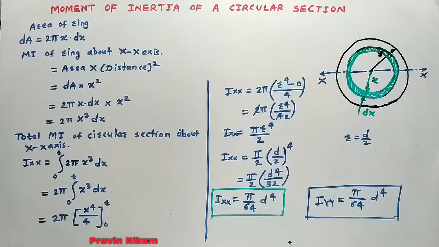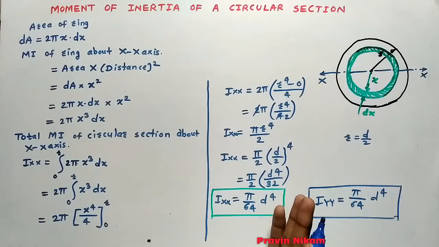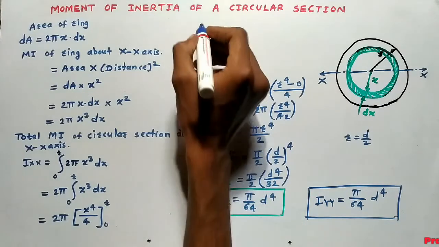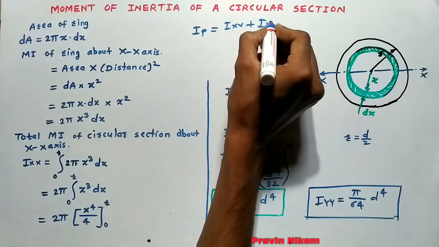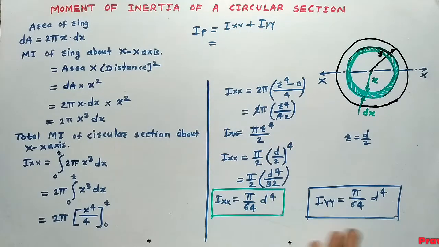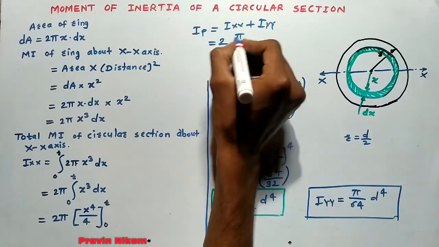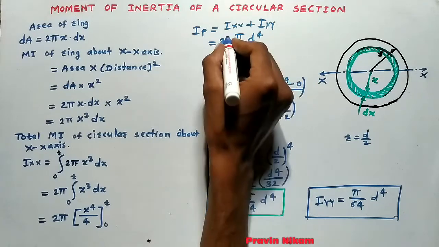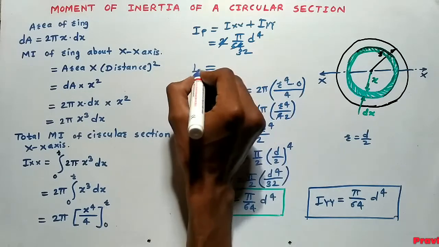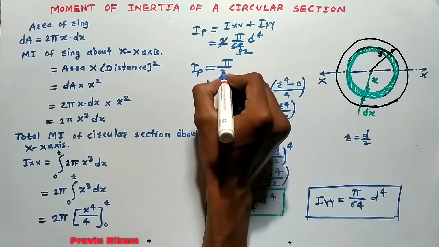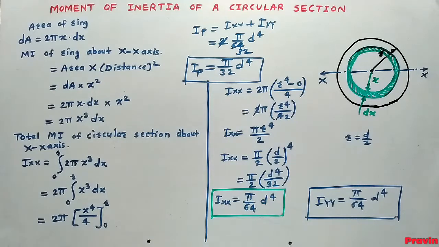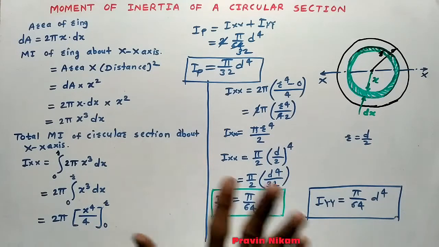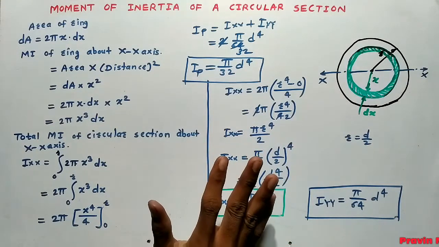That is Iyy. Now what is the polar moment of inertia for a circular section? We know polar moment of inertia Ip is equal to Ixx plus Iyy. As they are the same, it is 2 times pi by 64 d raised to 4. So Ip is equal to pi by 32 d raised to 4, which is the polar moment of inertia of a circular section. These are the formulas of a circular section.